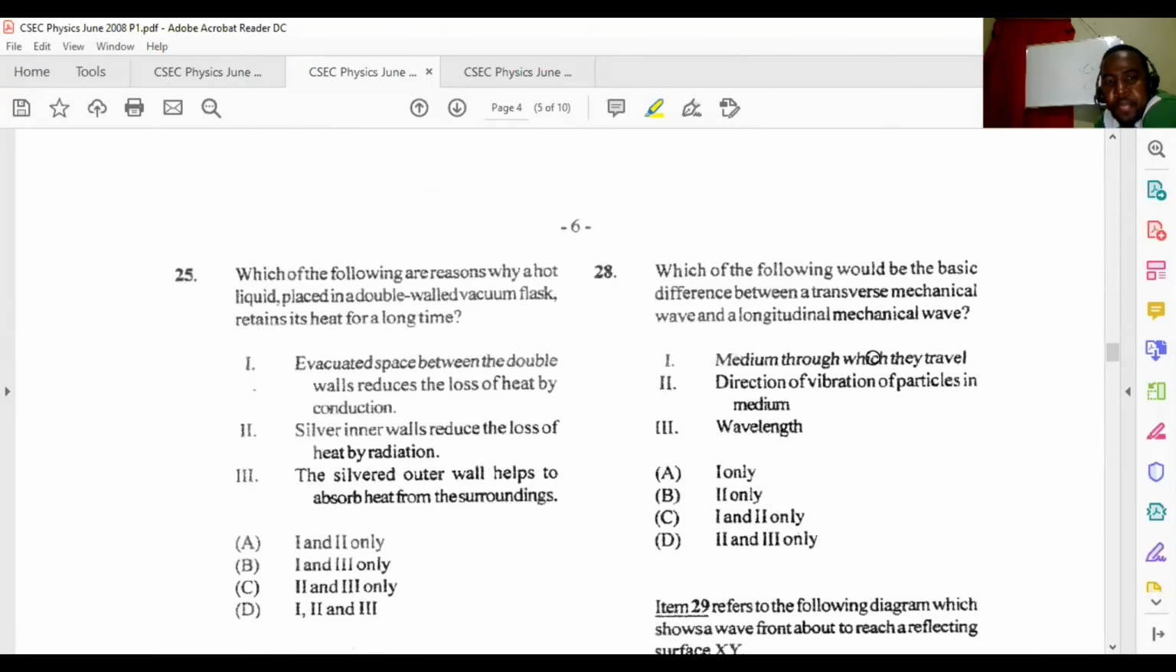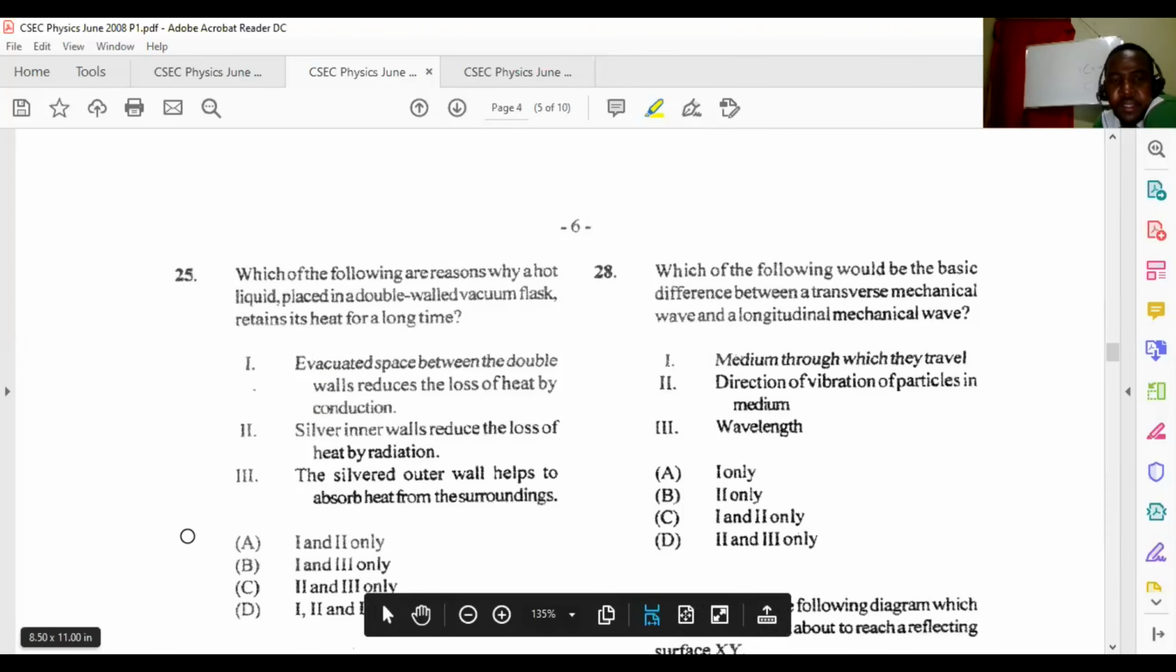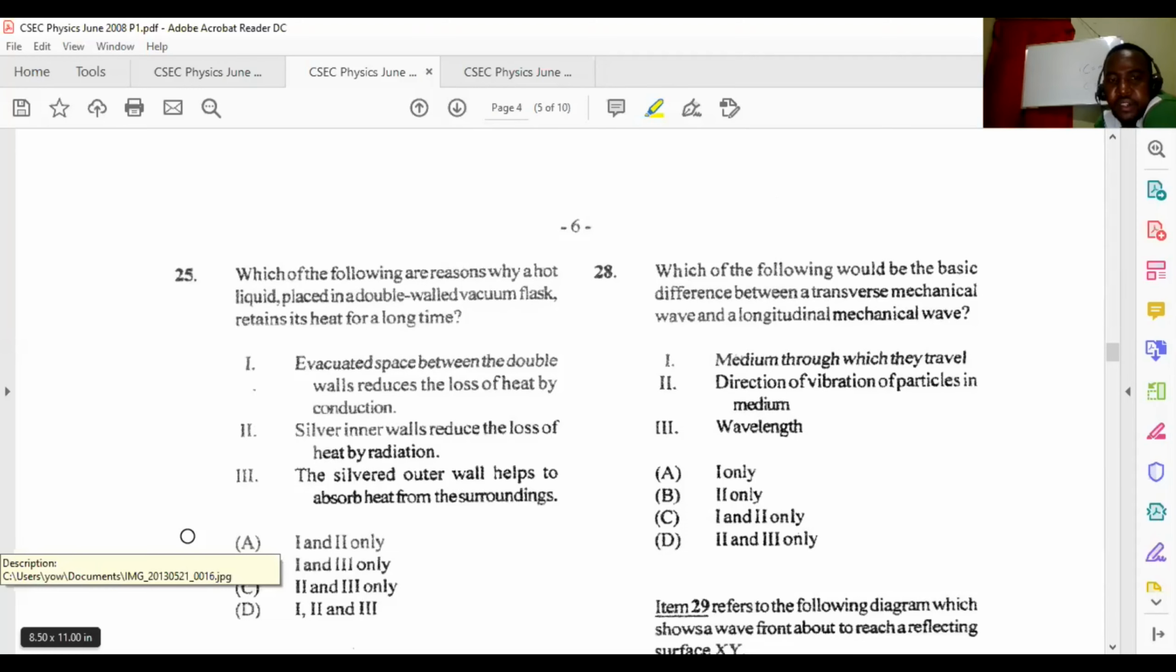All right. 25. Which of the following are reasons why a hot liquid placed in a double-walled vacuum flask retains its heat for a long time? 1. Evacuated space between the double walls reduces the loss of heat by conduction. 2. The silver lining walls reduce the loss of heat by radiation. 3. The silver outer wall helps to absorb heat from the surrounding.